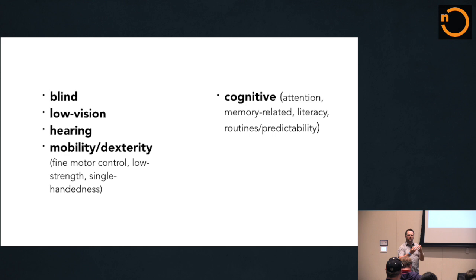So we have difficulty with paying attention. So we just had lunch, right? So I know that's what you're experiencing right now. We have memory-related issues. That happens after we're out for a night, like we're going to go out to the Gordon Biersch afterwards. So you will experience some memory-related difficulties later on. Literacy issues, routines, and predictability. These are all things that have an impact on the cognitive side of things.